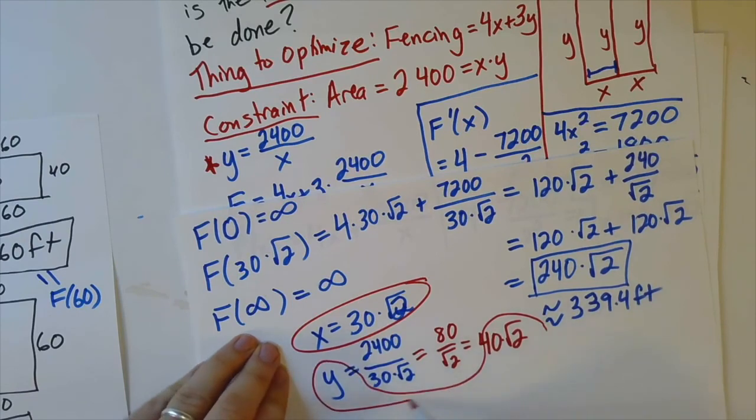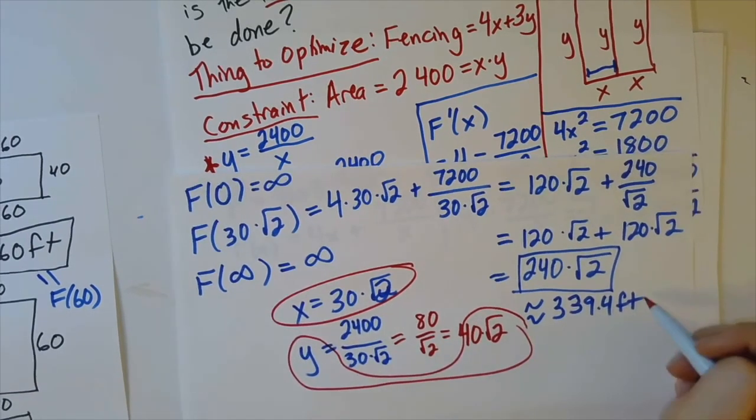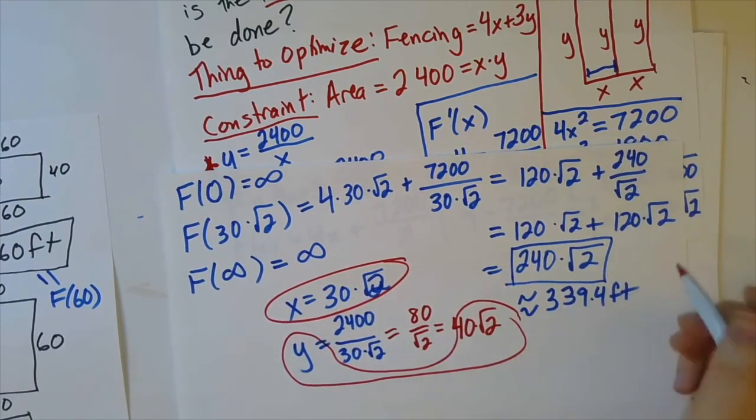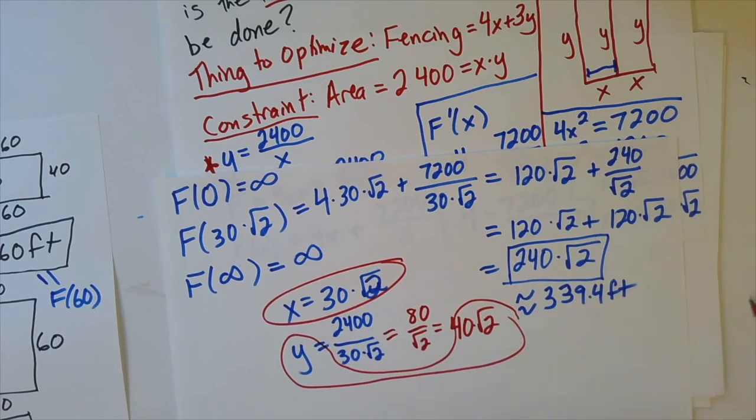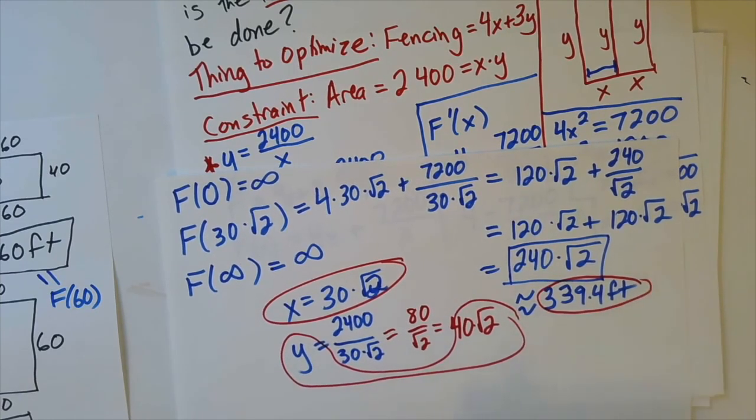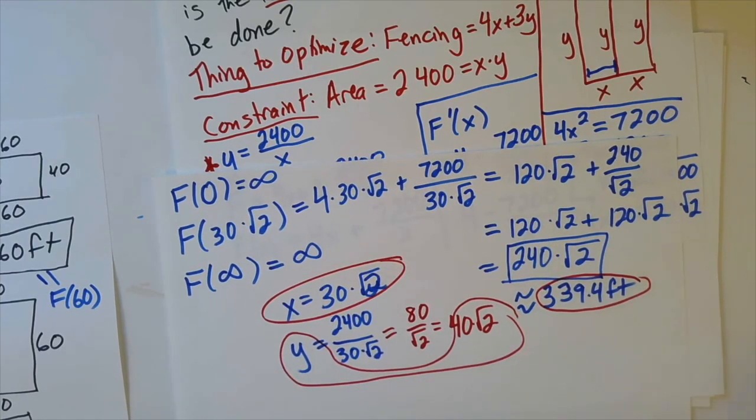So pay attention to what the question asks you. Some will ask for the dimensions, in which case you would want, okay, it's 30 times the square root of 2 by 40 times the square root of 2. And some will ask for, say, the total amount of fencing, which in this case would be 339.4.